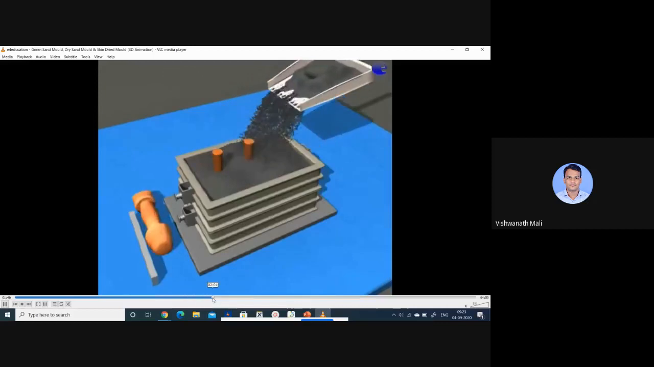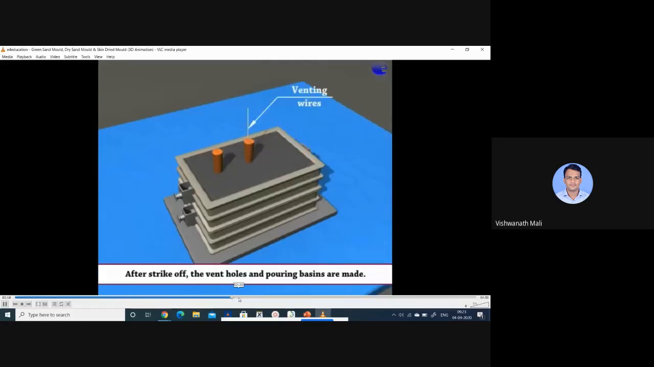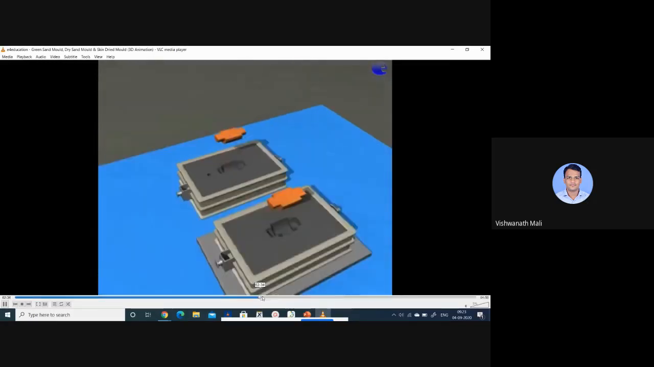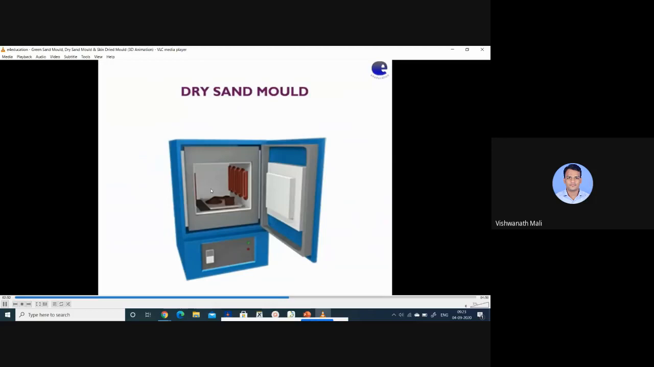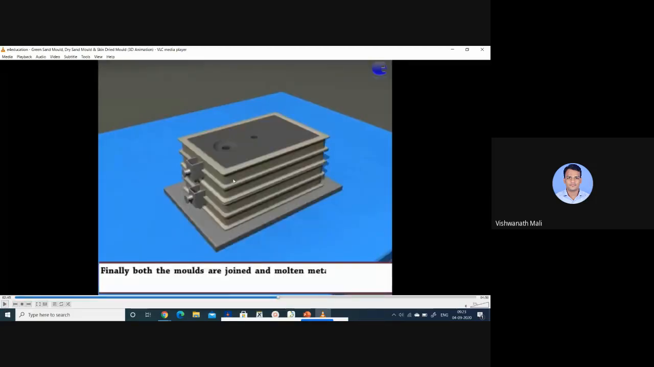Whatever sand we are using here to prepare the mold is called green sand. Now we have prepared this cavity. Whatever cavity we have prepared may not have good strength. While handling it, it may break. While pouring the molten metal, it may break.